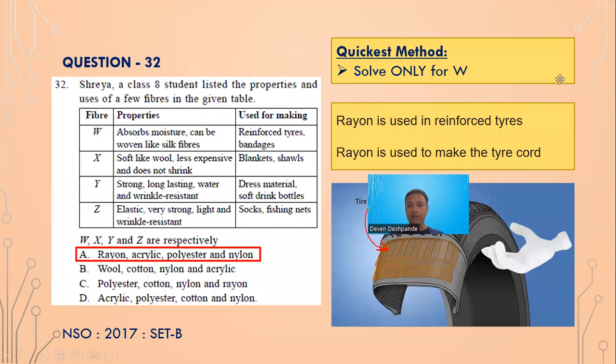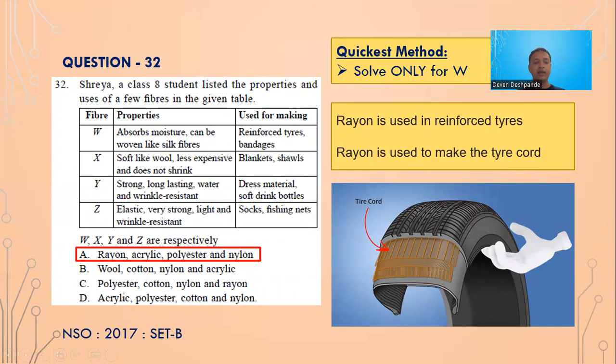Okay, next one, question number 32. Shreya, a class 8 student, listed the properties and uses of a few fibers in the given table. So solve only for one of the options. We'll solve only for W. Which fiber absorbs moisture and can be woven like silk fibers, and it is also used for making reinforced tires and bandages.